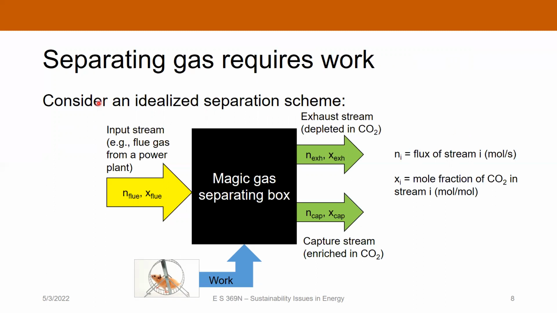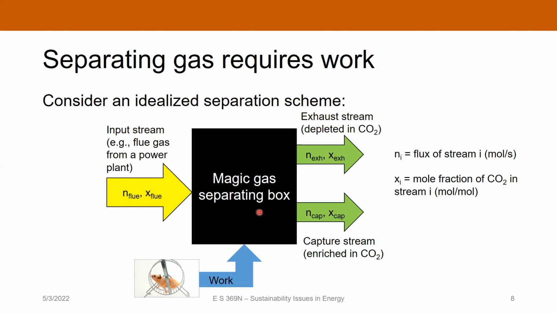So let's consider an idealized gas separation scheme. We've got an input gas stream. Let's imagine this is the flue gas coming out of a power plant. So we've got a flux of this stream, so it's total moles per second coming in. And we've got a particular mole fraction of CO2 in the flue stream, okay?